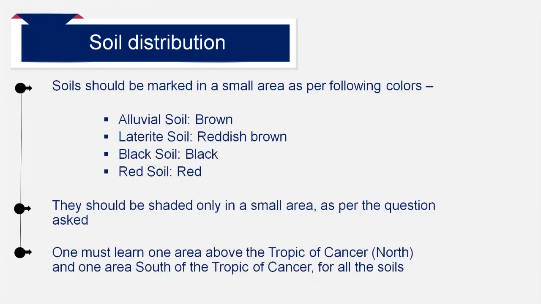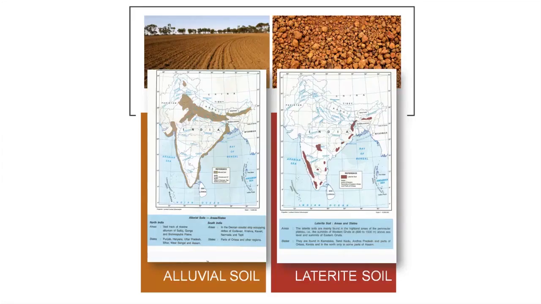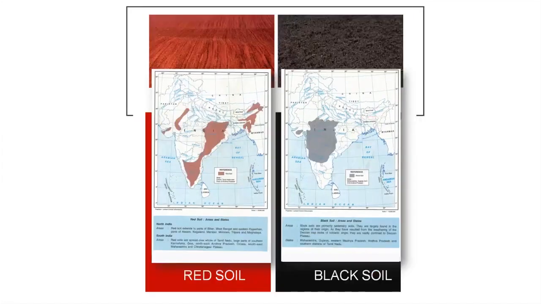While marking soils, you have to keep in mind several points. First of all, right colors have to be used, that is, black for black soil, red for red soil, light brown for alluvial soil, and reddish brown for laterite soil. You must not shade more area than required.